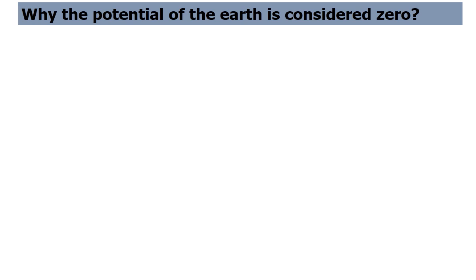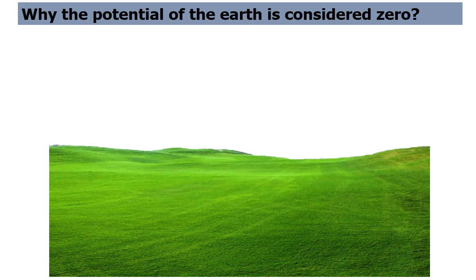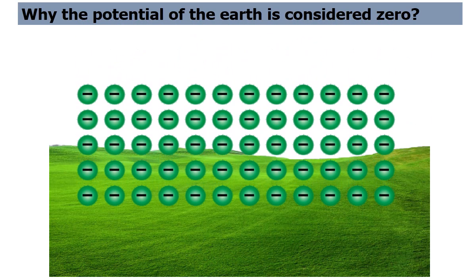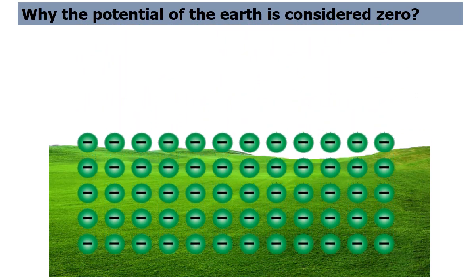Now have a look at the important question, which is why the potential of the earth is considered zero. The potential of the earth is considered zero because the earth is an electric conductor. When a charged body is connected to the earth, it becomes electrically neutral. Here you can see an earth ground. When we connect a positively charged body to the earth, then from the earth negative charge comes towards the body and the body will be neutralized. And if you connect a negatively charged body to the earth, in that case the electrons will move towards the earth and the body will become neutral.